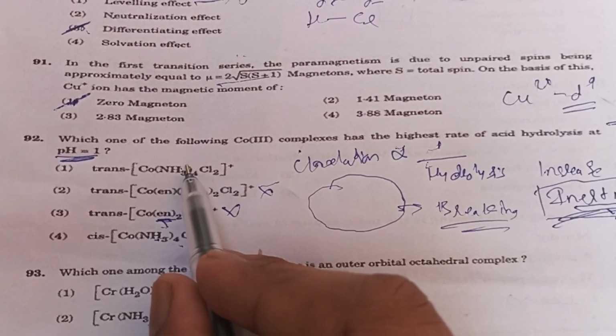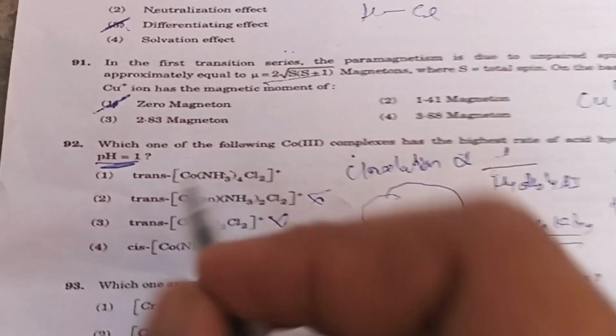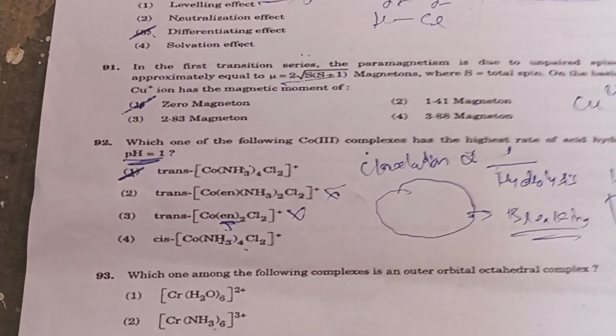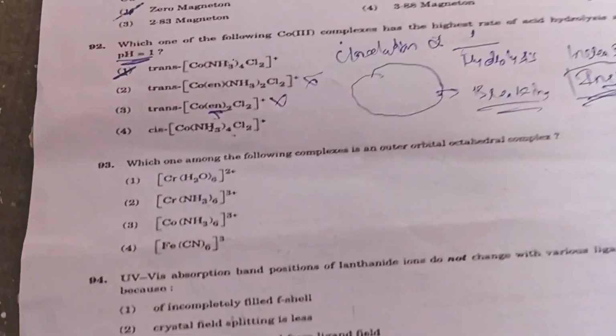If we come to that, there is a less chelated, non-chelated molecule, so trans will be the right one. So the first will be the right answer. For question 92, trans will be the right answer, the first one.